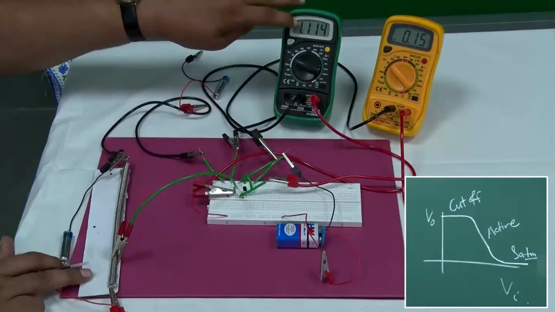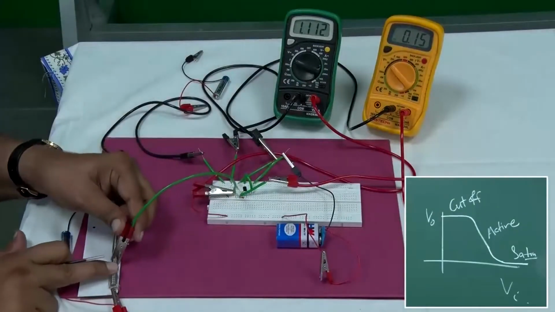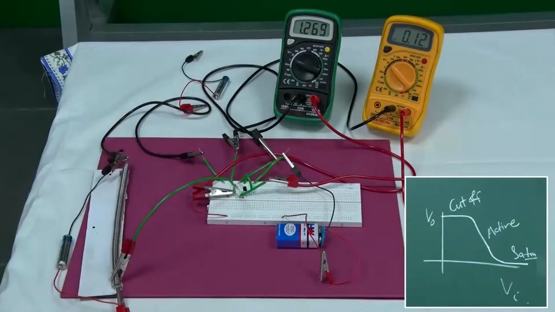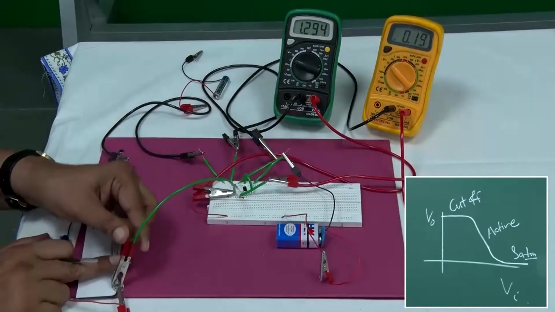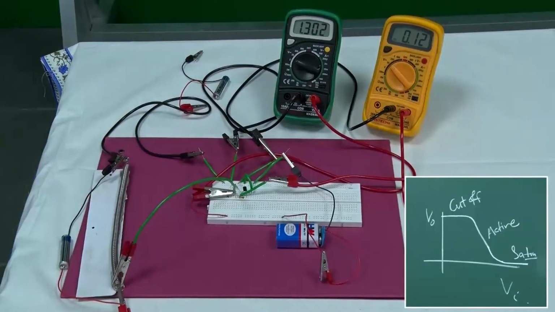So, from 1.115, let me increase it further. Here, 1.268 input voltage, but output is still 0.12. And here see, it is 1.302 and the output is still 0.12. So, this is the saturation region.